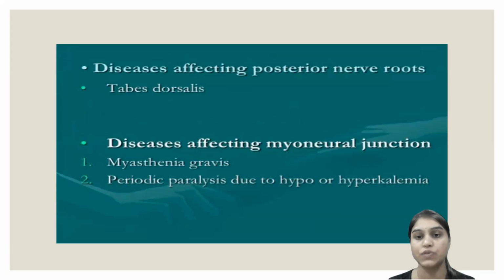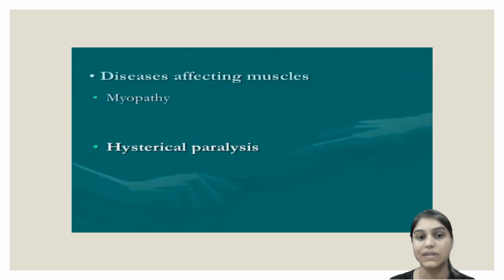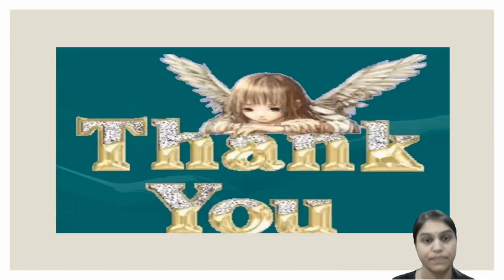Disease affecting posterior nerve roots: tabes dorsalis. Disease affecting the myoneural junction: first, myasthenia gravis; second, periodic paralysis due to hypo or hyperkalemia. Disease affecting muscles: myopathy, and hysterical paralysis. Thank you.